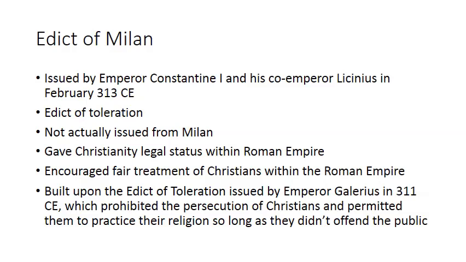This specifically prohibited the persecution of Christians and permitted them to practice their religion so long as they didn't offend the public. The Edict of Milan was a further act of toleration that was even more so and almost encouraged Christianity and gave it legal status in the Roman Empire. This would be followed up by Christianity essentially becoming the dominant religion and the official religion of the Roman Empire itself.